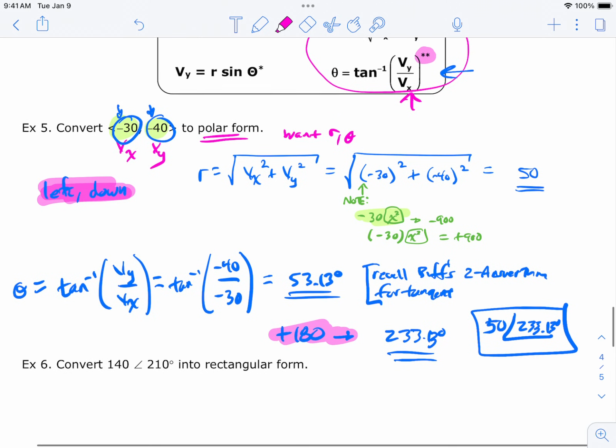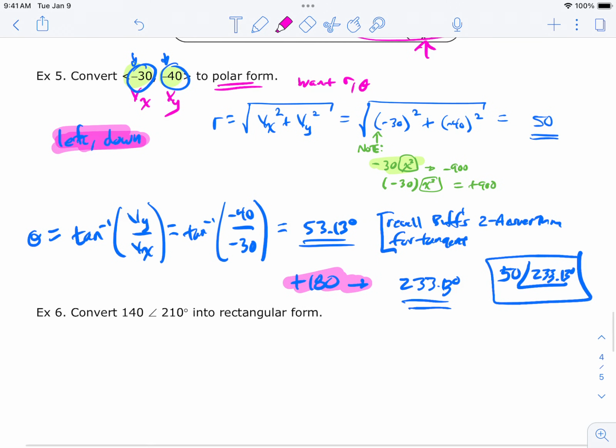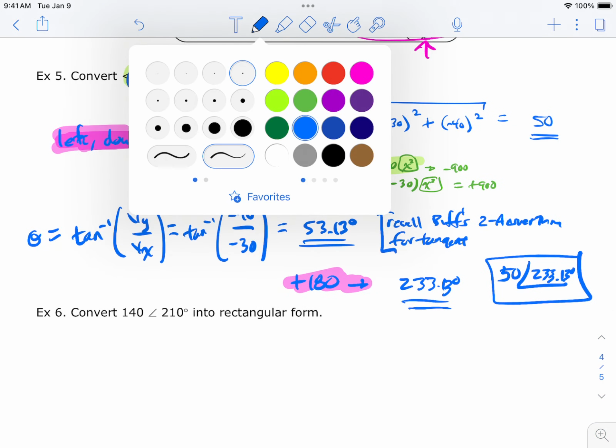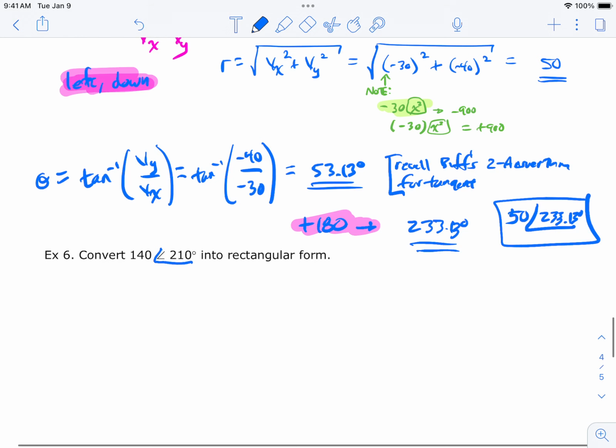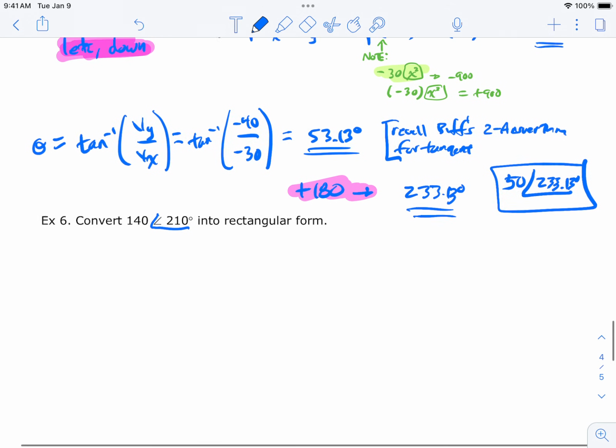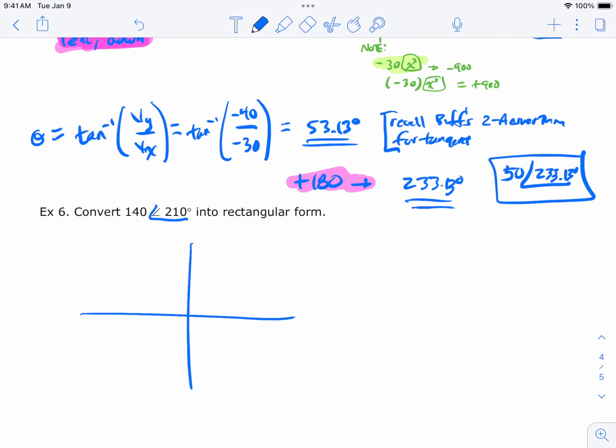All right, one more example. Now, for this to be true, rectangular form. We would kind of want this to go like that, but that's the closest I could do on my keyboard. Anyway, here's polar form. We have a magnitude of 140 and a direction of 210. Where is that? It's always a good idea to draw it. Where is that? 140 at a direction of 210. That's over here someplace. Okay, cool.